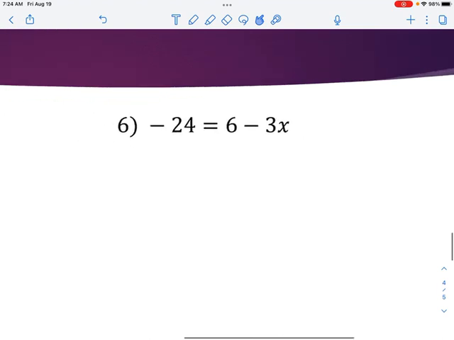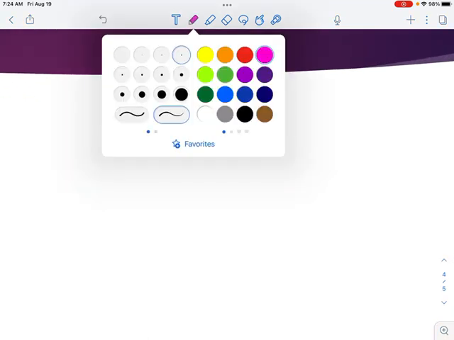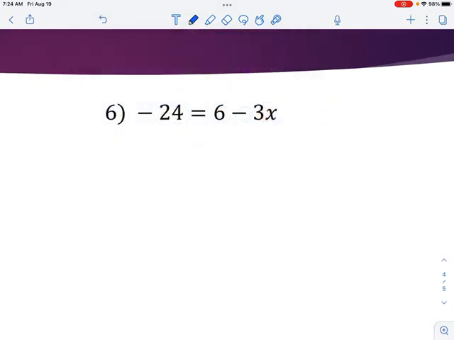Okay, let's try one more here on number 6. So on number 6, once again, we start looking at order of operations. We ignore the negative 24 for now. We take a number, plug it in. If I were to plug that in, I would multiply it by the 3. Then I would take 6 minus that answer. Well, that means we need to get rid of the 6 first.